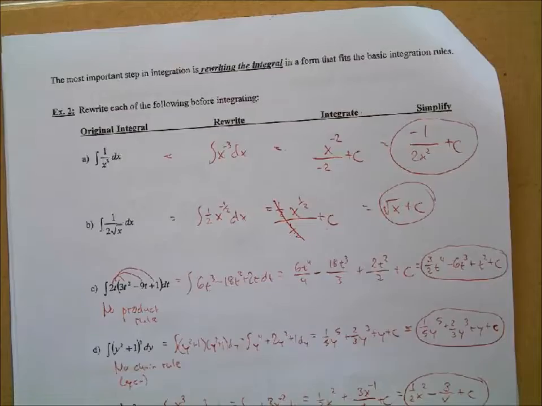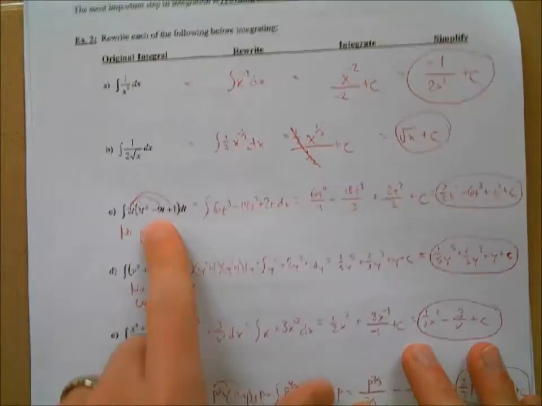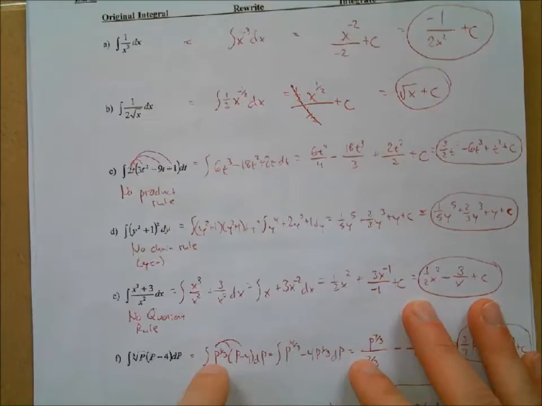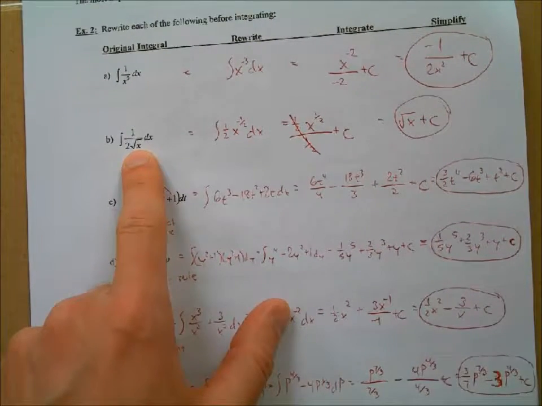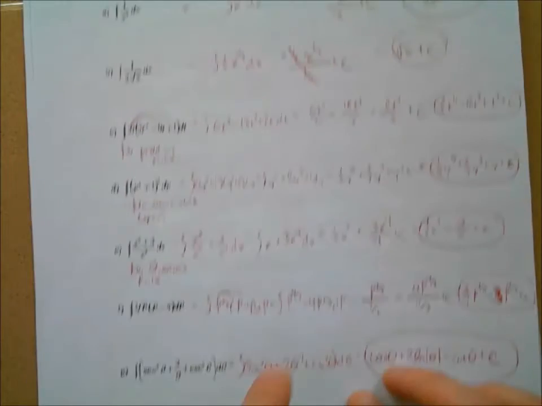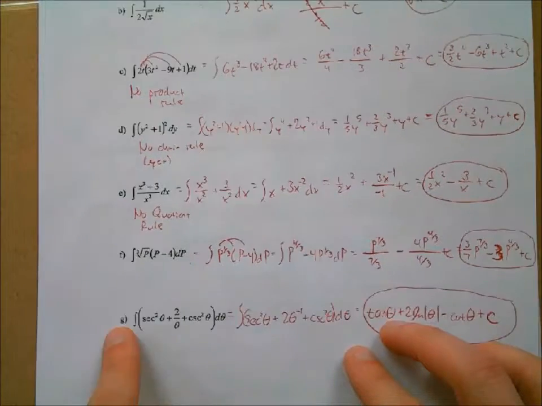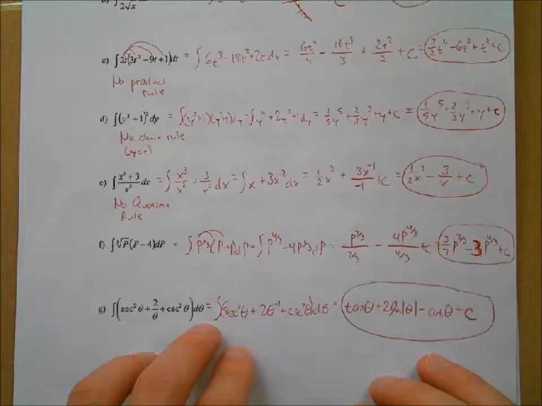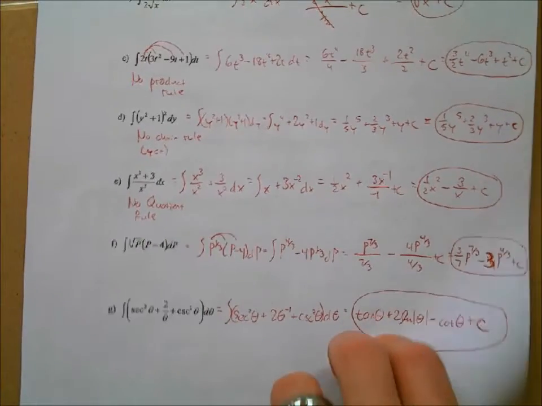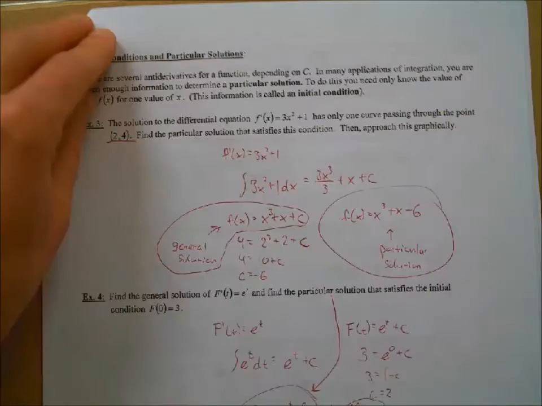We learned about how we had to rewrite things sometimes. Sometimes you have to distribute. Sometimes we had to square things out. Sometimes we had to rewrite a fraction as x to the negative 1/2. That's helpful. For the trig stuff, I guess we didn't have to rewrite. But anyway, you get the idea: sometimes you have to rewrite things before you can integrate them to match our rules.